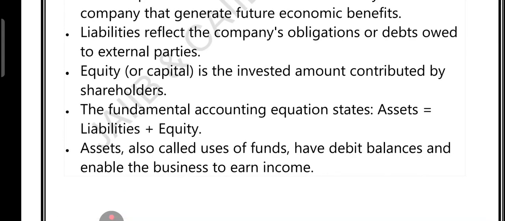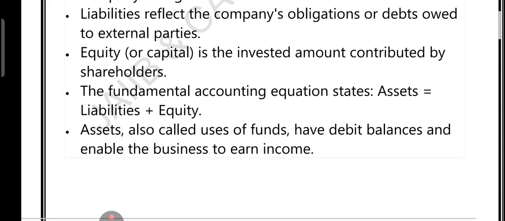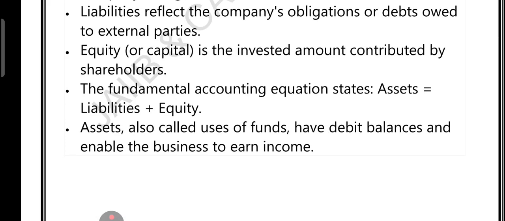Now friends, let's understand the asset. Whenever I say asset, it means use of the fund. Assets usually have a debit balance and they help you earn income. That is the meaning of asset, right? Asset is also called the use of fund. They have the debit balance and they enable the business to earn income.